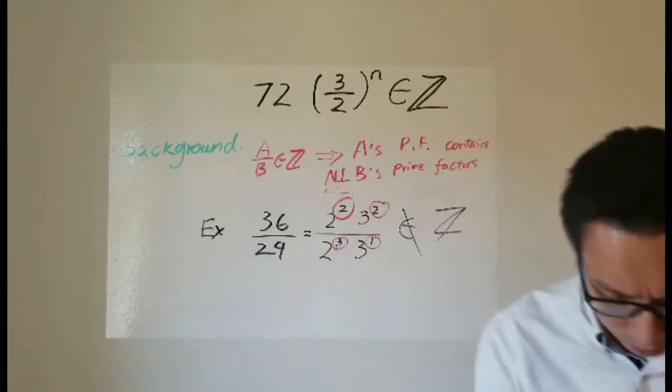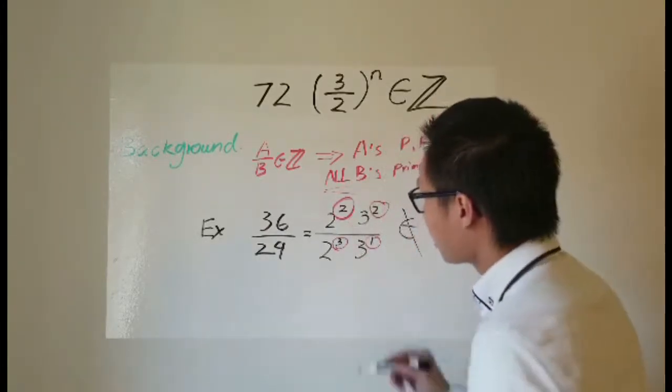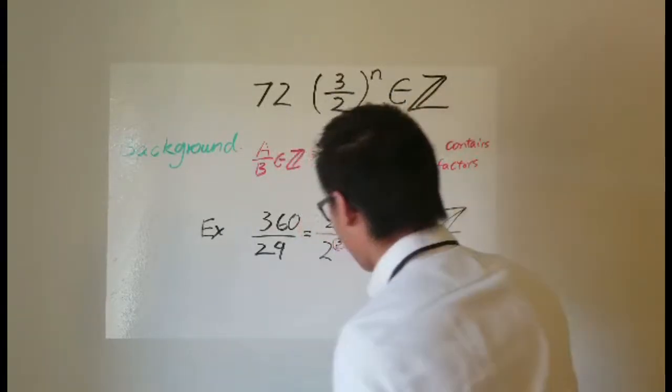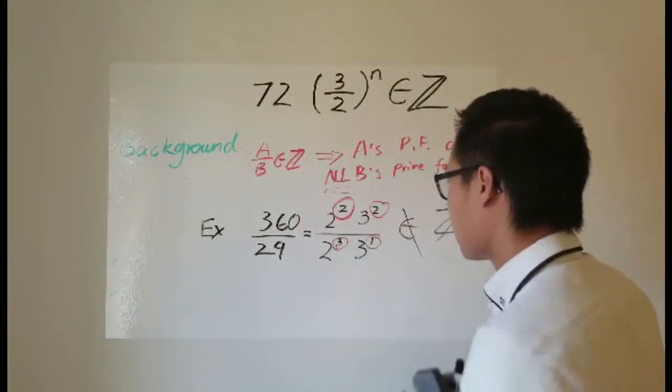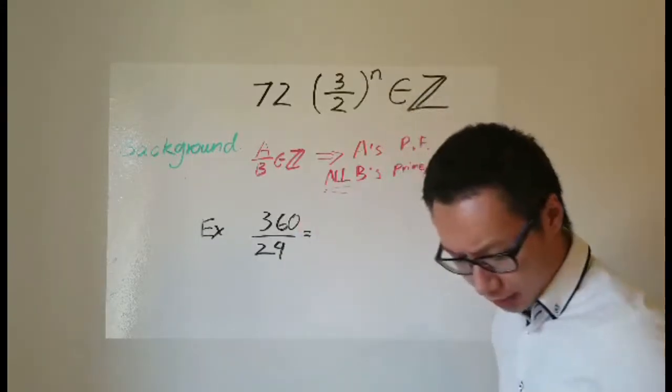But let's change the numbers a bit. Let's say I change it to 360. Will 360 be divisible by 24? Well, let's use the same method to check, right?